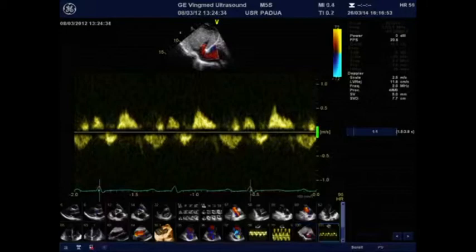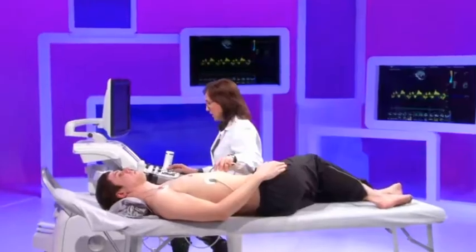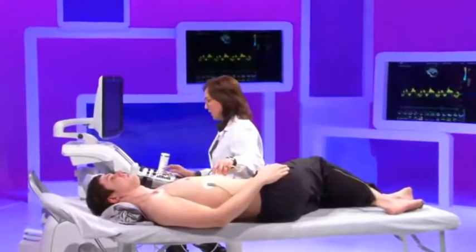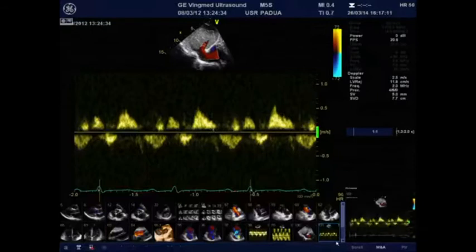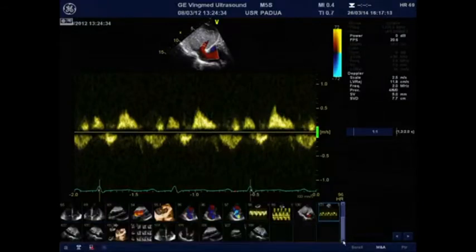And you will be able to measure the systolic flow reversal, which is this. You see here is the ECG wave, and this is the systolic flow reversal, which is a very, very specific sign for tricuspid regurgitation severity.